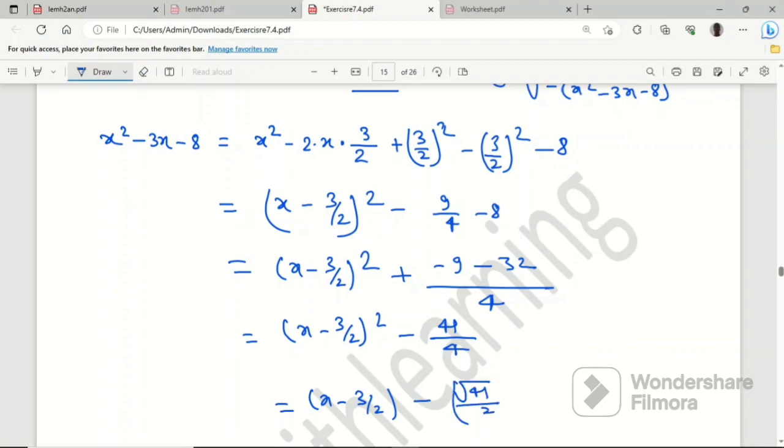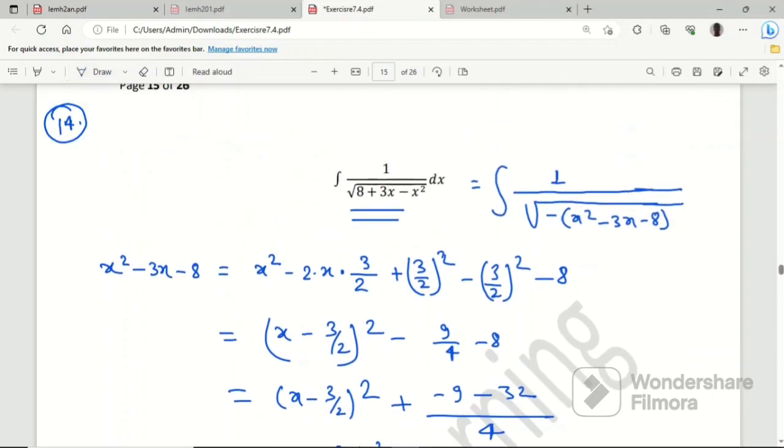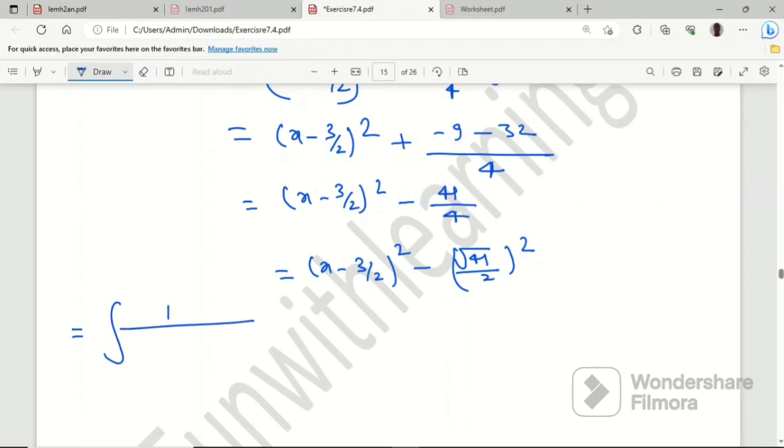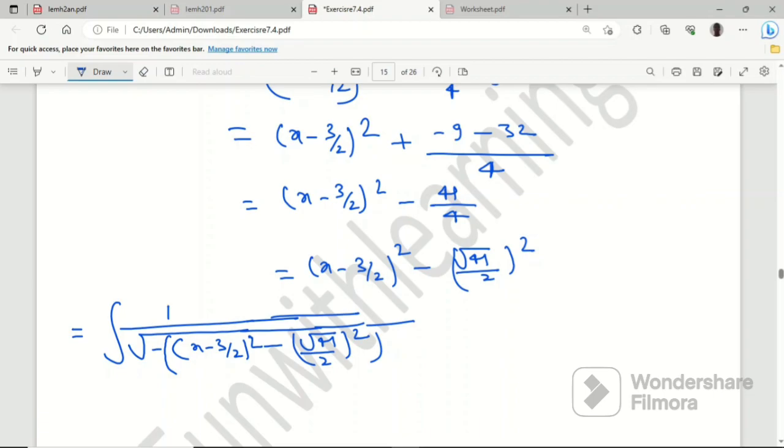Now it is in the form of x square minus a square. I will replace this quadratic equation under root with the required expression. So I'll get integration 1 upon, minus sign was also there, minus x minus 3 by 2 square under root 41 upon 2 whole square. I am leaving it on to you. Since it is directly in the form, now you can use the formula. At first you need to open it up because minus sign is there. So it will give you the a square minus x square formula. So directly you can apply, you will get in terms of sine inverse.